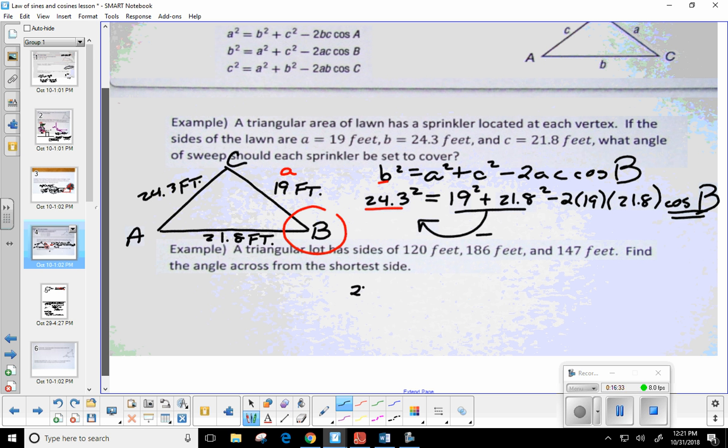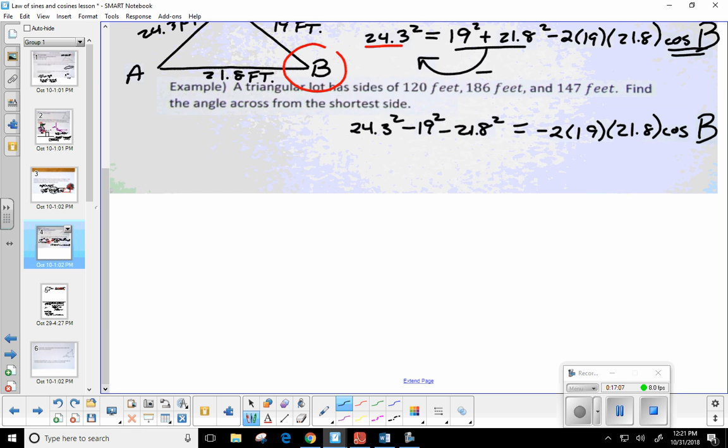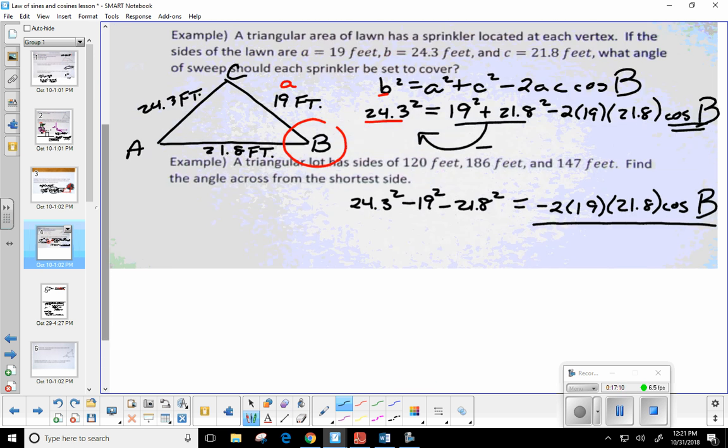So I have 24.3 squared minus 19 squared minus 21.8 squared equals negative 2 times 19 times 21.8 times the cosine of B. So really 2 steps, we can put it in the calculator. Now, if I want to get cosine of B by himself, I've got to divide by this product I've got in front. And remember, we're dividing because what's the opposite of multiplication? Yeah, we're going to divide. So I'm going to divide this side by negative 2 times 19 times 21.8.